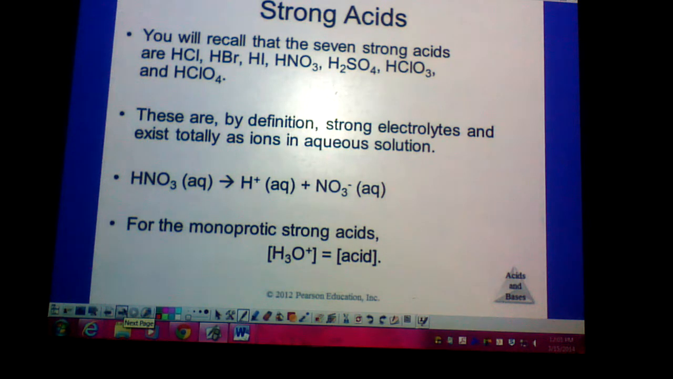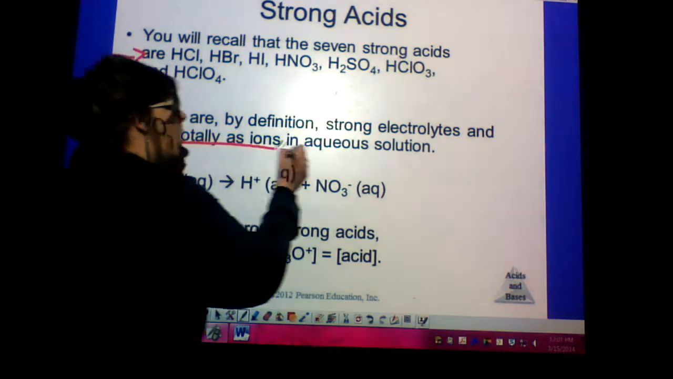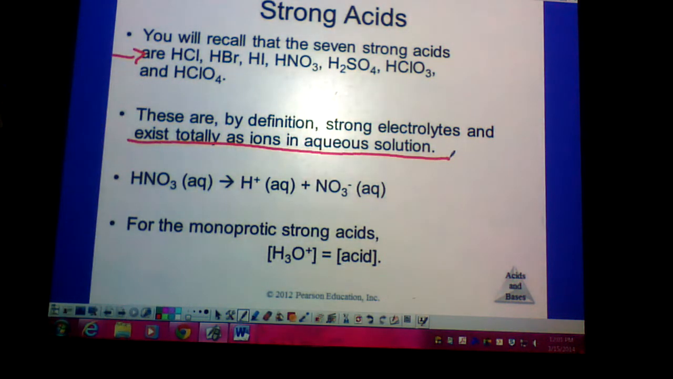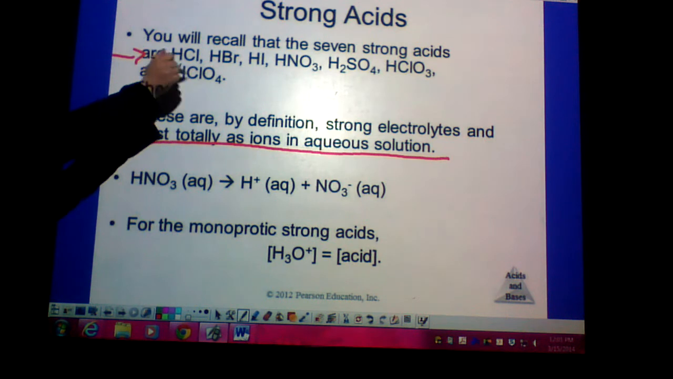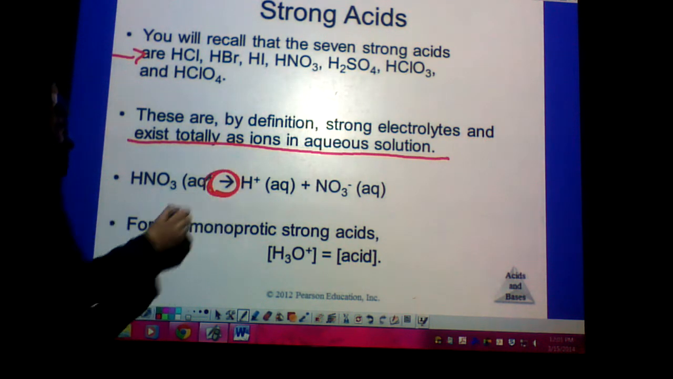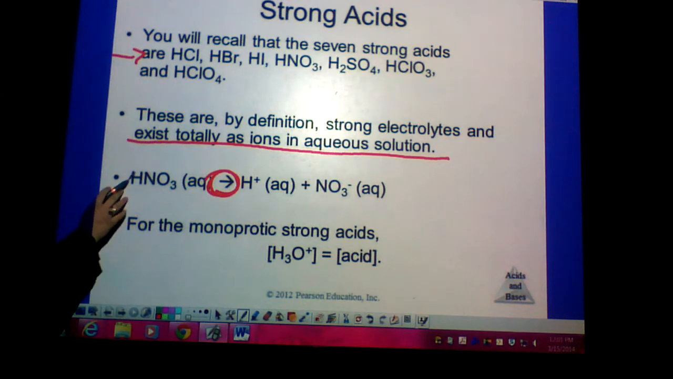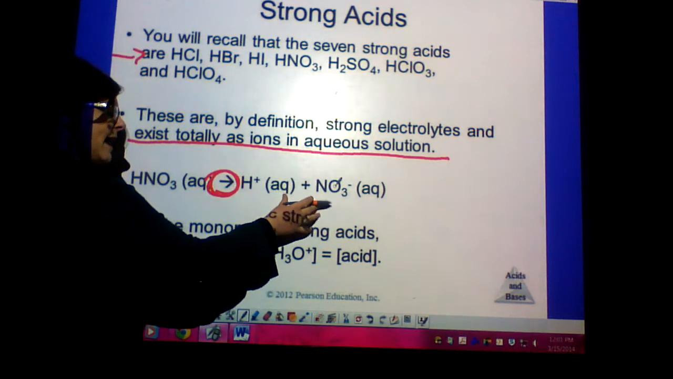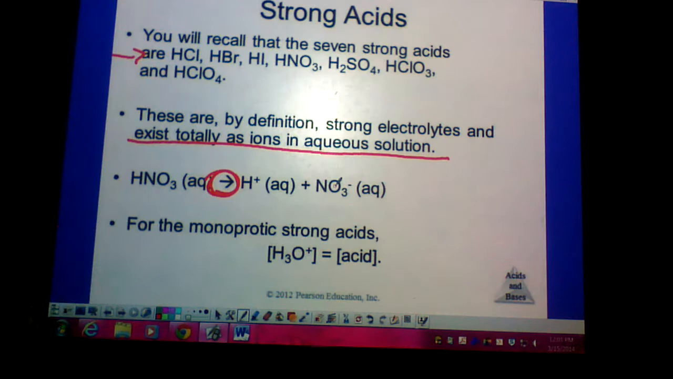Okay, we said that we need to know our strong acids. There are 7. Those 7 are listed right here for you in case we forgot. A strong acid, by definition, means that it's a strong electrolyte. So that means that it exists totally as ions in an aqueous solution. So these will fully break or dissociate apart into their ions. So note the single arrow, because this reaction is only going to be a forward reaction. These two aren't going to come back together to make more HNO3. For monoprotic acids, this is really important.